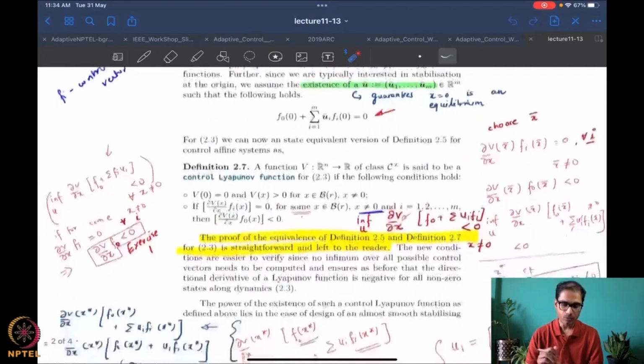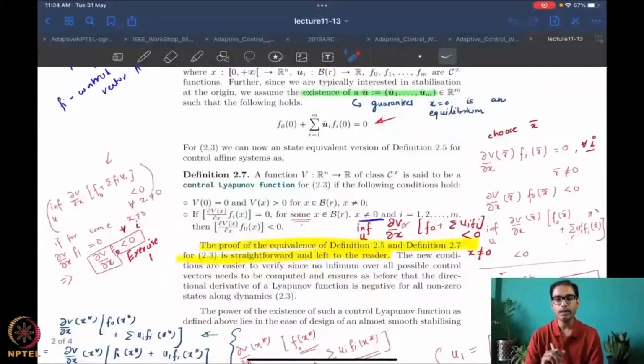And we then defined what is a control Lyapunov function, which is essentially similar to a Lyapunov function, but the derivative has the control term appearing in it. And therefore, when we talk about the negative definiteness, we take the infimum over all possible control values, in fact, not signals, and then compute the derivative. And we want that to be strictly negative for non-zero values of the state in a local domain, BR.